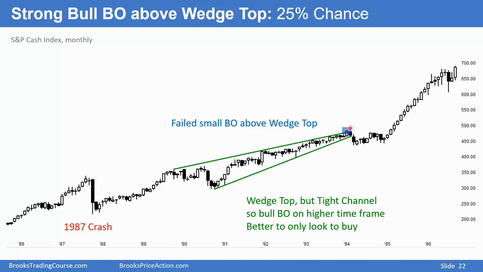We failed a bull breakout here. We got a reversal down here. But the bear breakout failed here. The bears tried again here, they failed. They tried again here, they failed. We're getting a failed bear breakout below a very tight wedge bull channel.